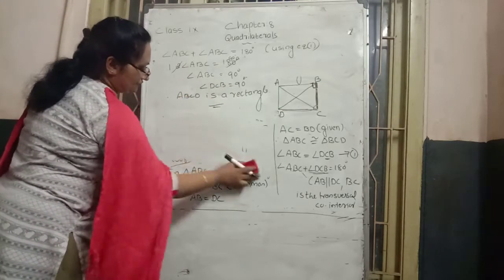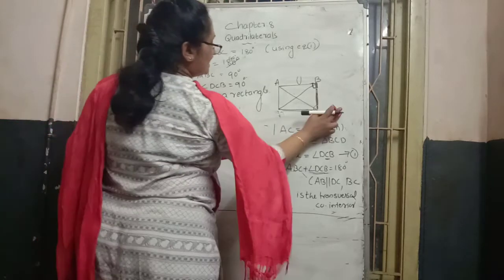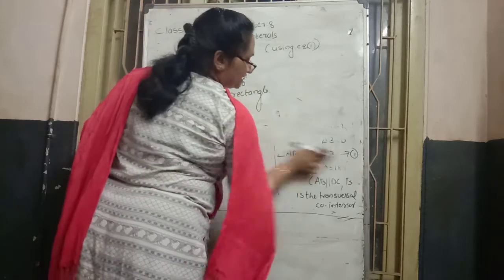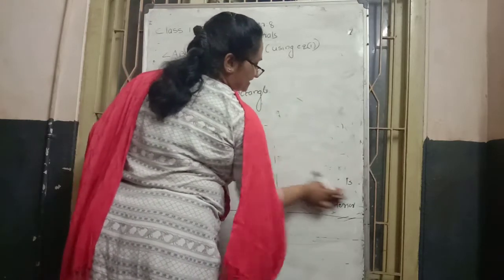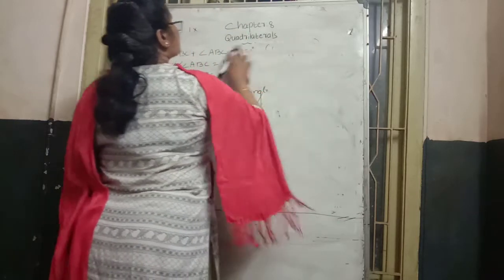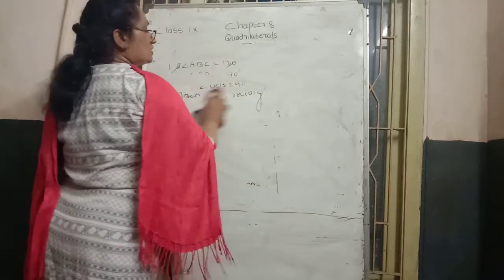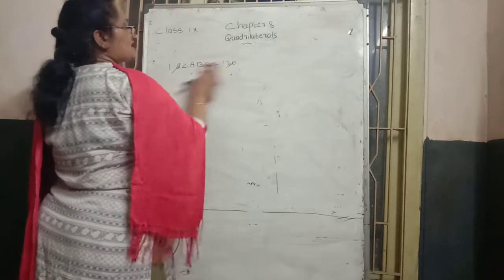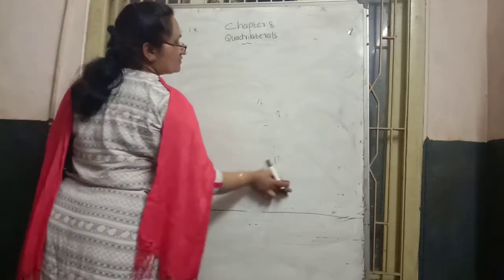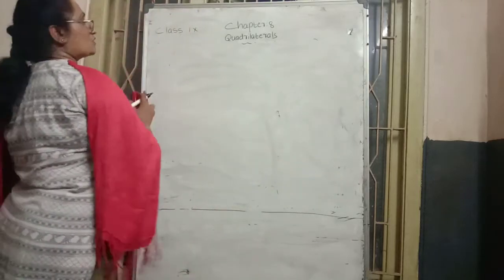Then next, the third question. The next question says the rhombus case we want to prove. The given diagram is a rhombus. What is the property of a rhombus? In a rhombus, all sides are equal. If we prove that, then we can say the diagram becomes a rhombus shape.